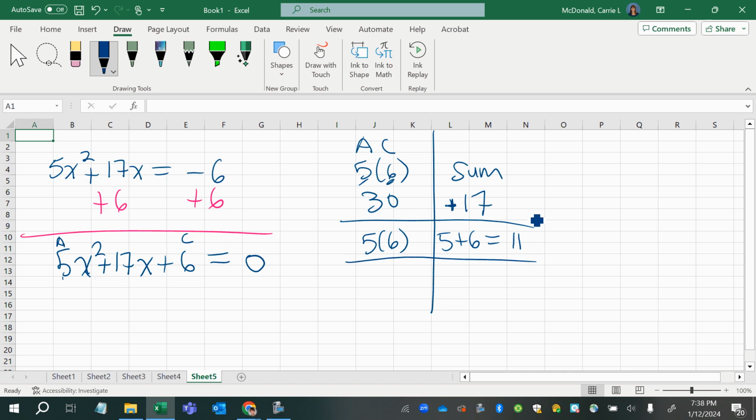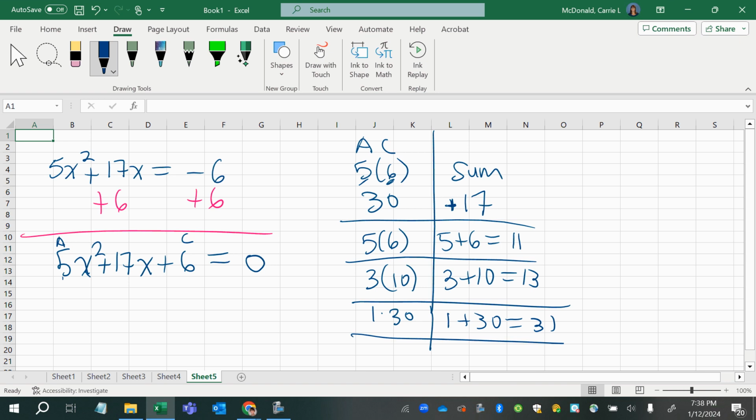Also, 3 times 10 pops out at me. And when I add those, 3 plus 10 gives me 13. Also not what I'm looking for. I need 17. I didn't try 1 times 30. That would give me 1 plus 30 is 31. That's no good. What about, it's even, so what about 2 times 15? And when I add 2 plus 15, I do get 17.